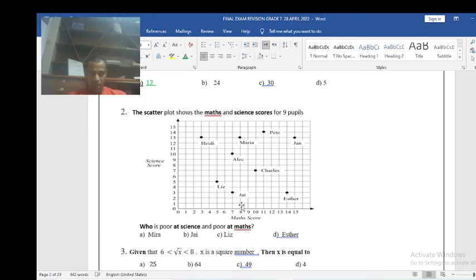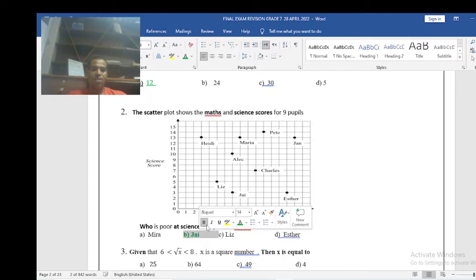So it's clear that this is for J. He got, let's say, 7 as a math score and 3 as a science score. For Esther, she gets 14 as math score and 3 as science score. All the rest of the students got more than that. So the correct answer is J. Okay, the correct answer is J.